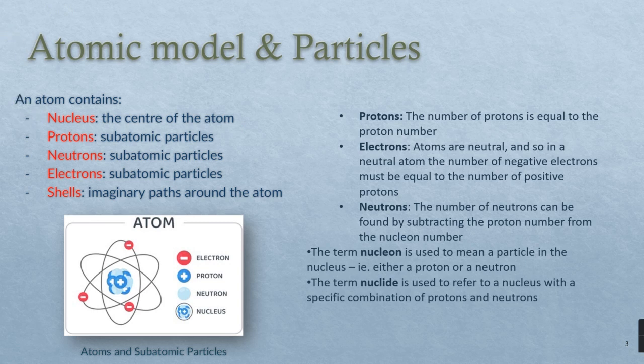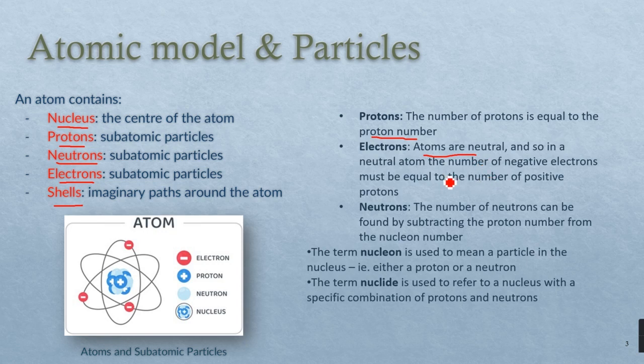Now let's talk about the atomic model and particles. So in our atom we have the nucleus in the center, and then we have the protons and the neutrons inside the nucleus, and we have the subatomic particles, the electrons, in the outer shells. Now let's talk about the number of protons inside the atom. We can call it the proton number. And then the electrons are inside the atom where we have a neutral atom.